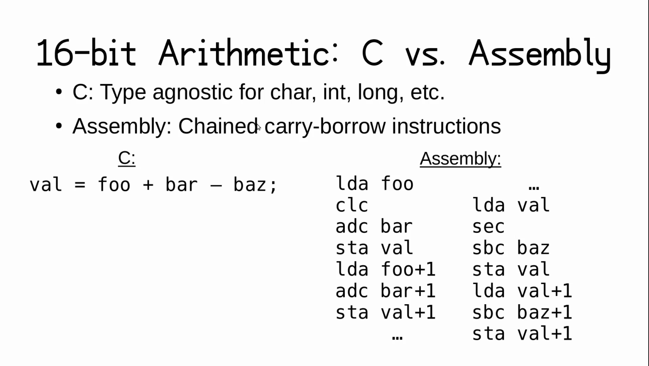Now to do the subtraction, we have to retrieve the low byte of our intermediate result and subtract the low byte of baz from it, after making sure that the carry bit is set. Now we have the lower byte of the final result, so we store that back to val. Then we go ahead and do a subtraction of the higher bytes, maintaining the carry state of the previous subtraction so that a borrow can be done if necessary. Then we store the high byte of the final result back to val +1, and we're done.